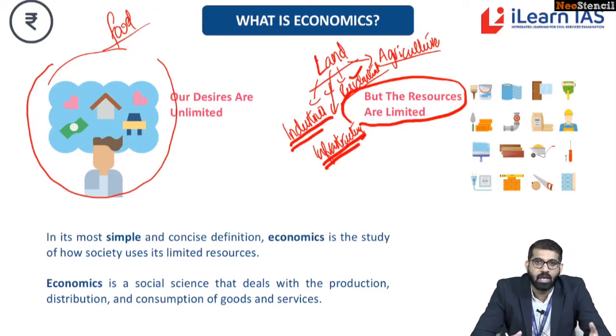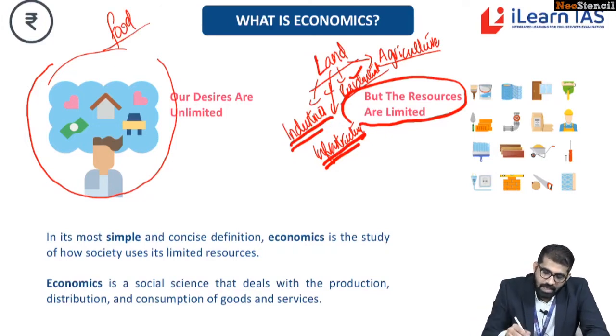We need industries for producing clothes, right? For producing mobile phones, for producing various other day-to-day goods and services that we use. We require residential units for us to live. We require agriculture for consuming food. Right? For all these needs, we have a single limited resource.